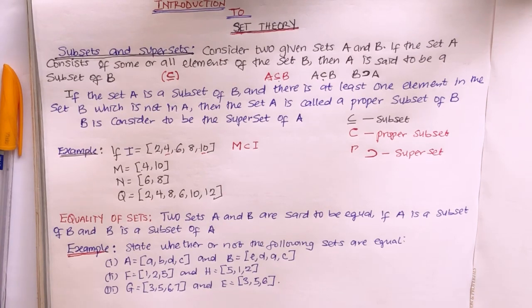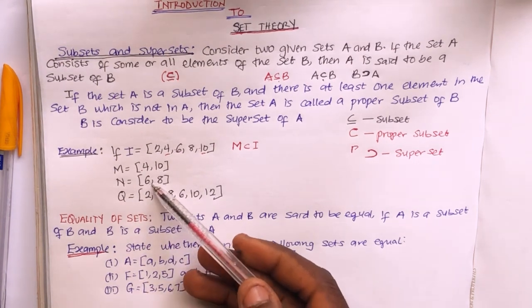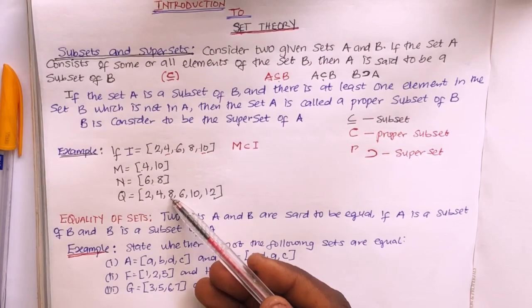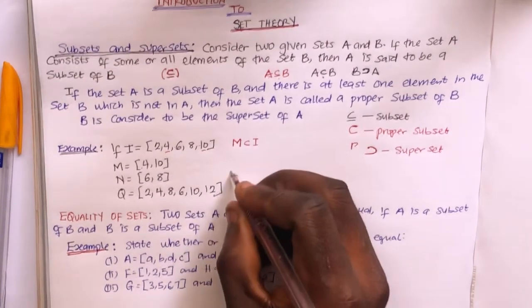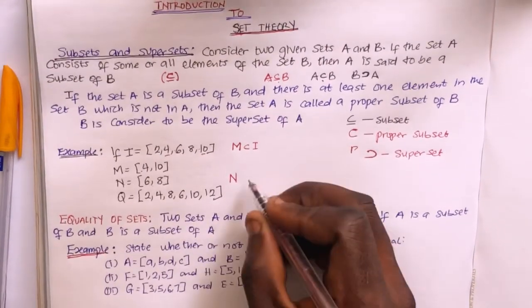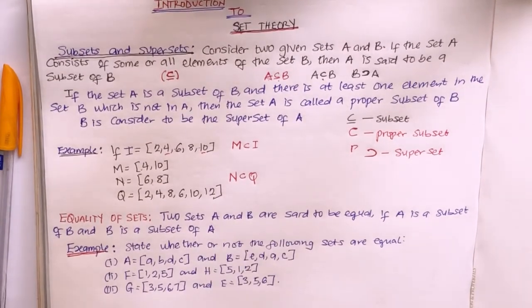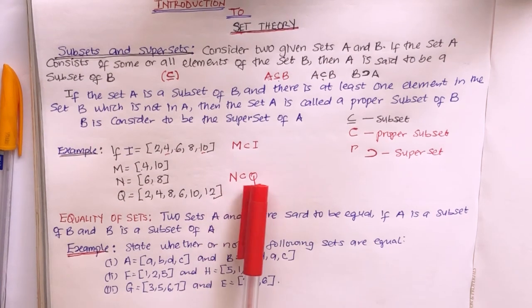Then let's move to the next case. Look at my set N. If we look at N very well, we have 6 and also 8. Can you see it now? And if you look at set Q, we have 6 and 8 now. That means set N is a proper subset of set Q. Very simple. Can you see now? Very simple.